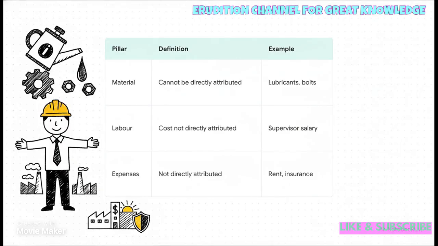GAAP defines these indirect costs through a very specific triad. For the exam, remember that overheads are always comprised of indirect materials, indirect labor, and indirect expenses.